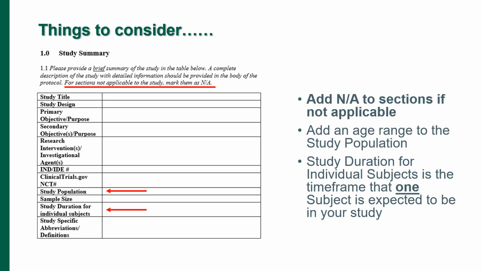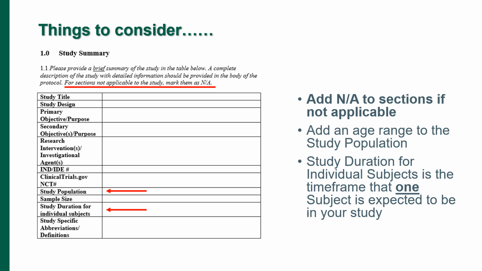Next, let's skip over to section 1.0, the study summary chart. Now, if sections are not applicable to your study, simply add N/A. You do not have to type out "we do not have a," just N/A. That's very fine. Now, let's point to that study population arrow, where this is your inclusion and exclusion criteria with the age range. So you need to add an age range when you identify your study population.